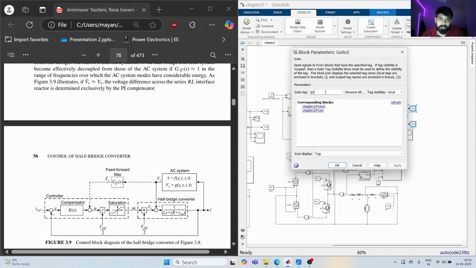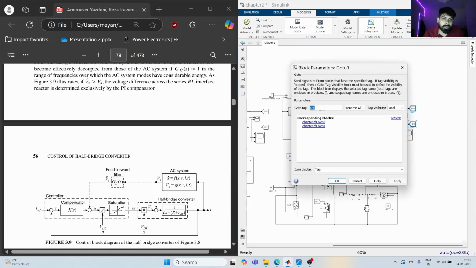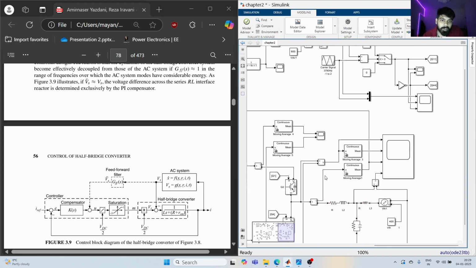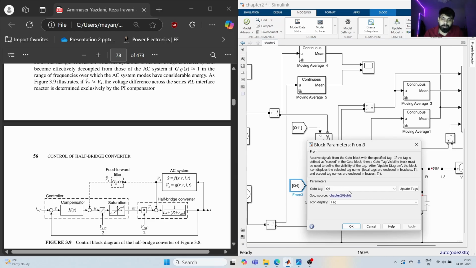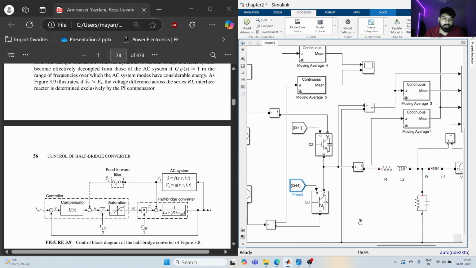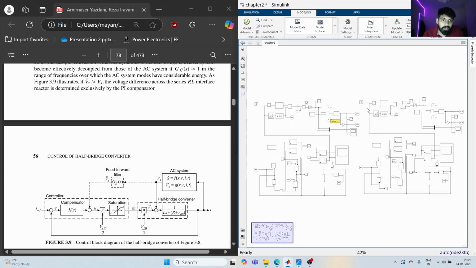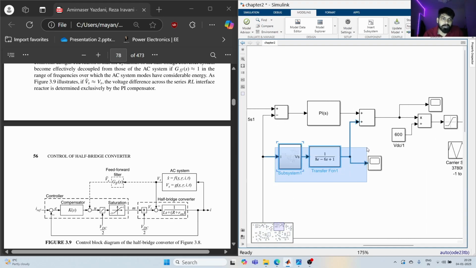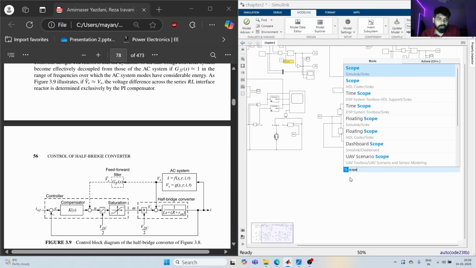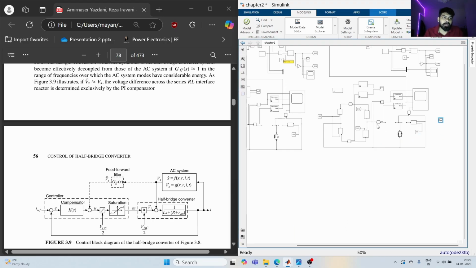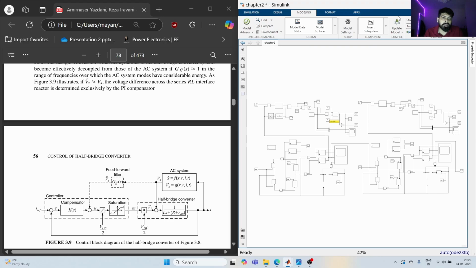We can change this to Q11. This is also Q44. Then these two Q11 and Q44. Okay, and then just remove this and this one and take another scope and just take this current, which is the first one with the feed forward compensation, the second one without. Okay, let's run this.